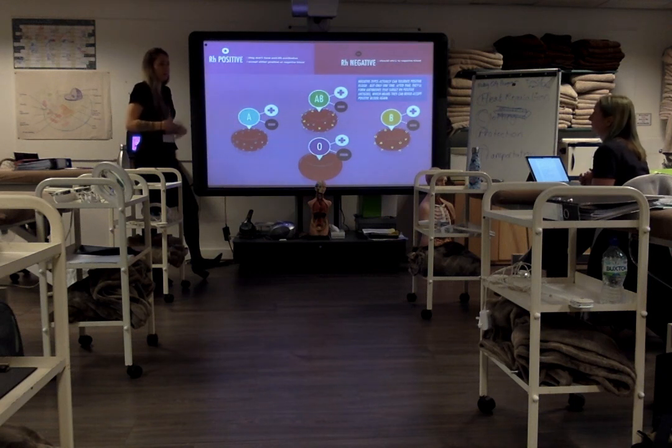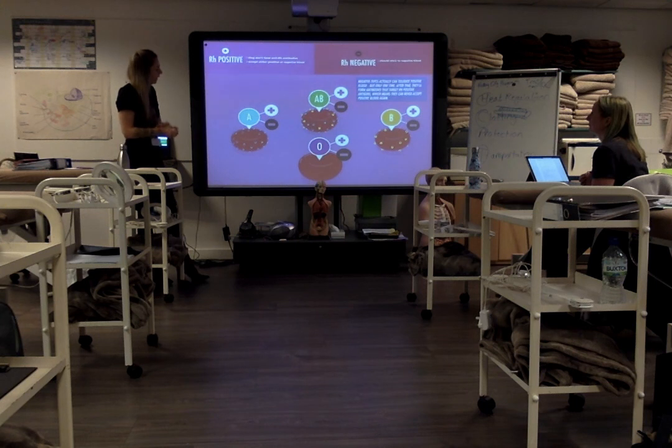So if you're in your stomach and your mum is AB rhesus positive and you're AB rhesus negative, you can have one mix, and then that's it. But it's just interesting to be aware of that.